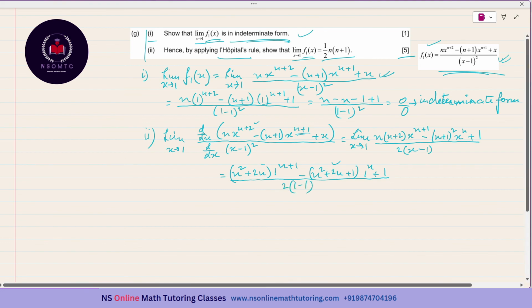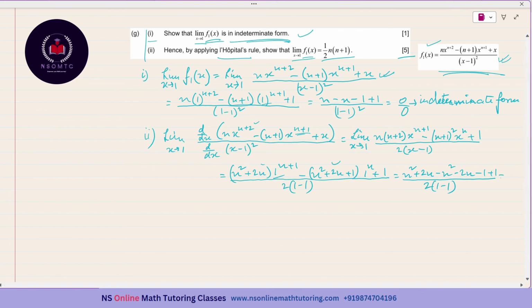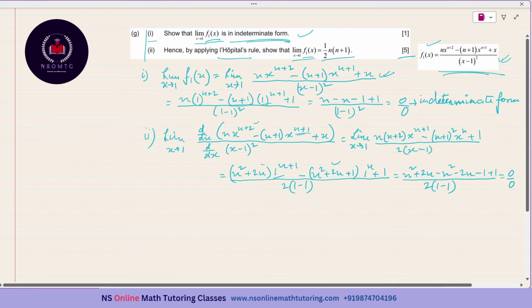Okay. So this is equal to n square plus 2n. And this one is times by 1 is nothing. It is just the same thing remains. So minus n square minus 2n minus 1 plus 1 over 2 times 1 minus 1. So this is again equal to 0 over 0. Indeterminate form.